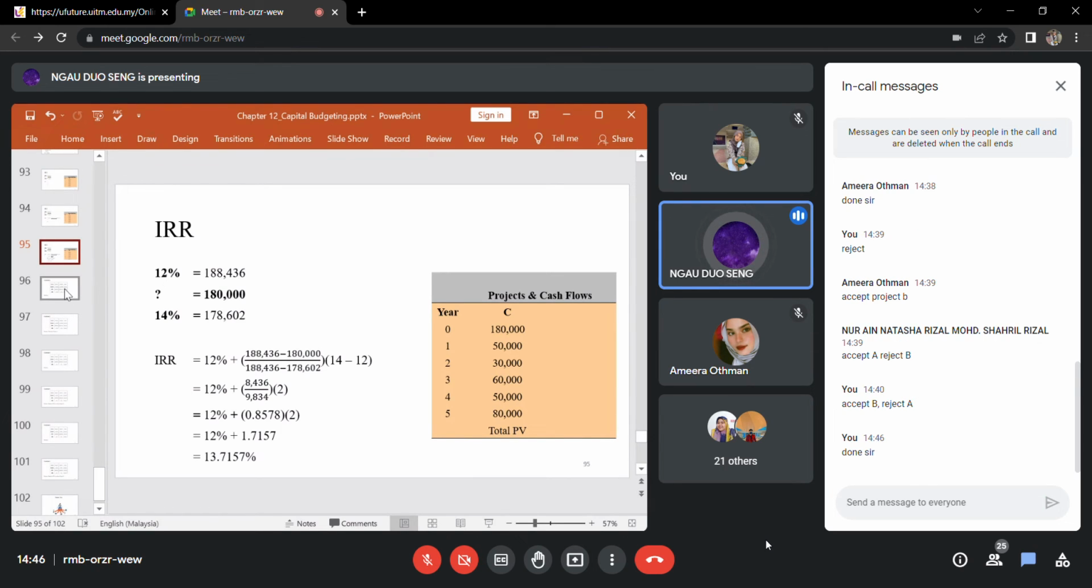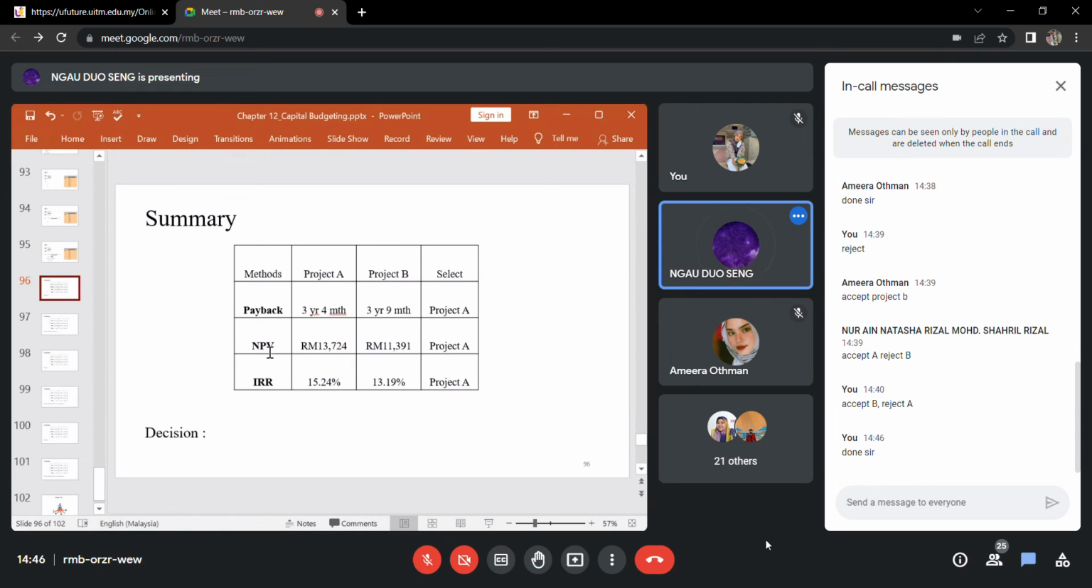Alright, done, then we continue the summary. So we have learned the three methods: payback period, NPV, and IRR. So for payback period, we choose the shortest period. So between project A and project B, in this case, we choose project A, which is 3 years and 4 months.